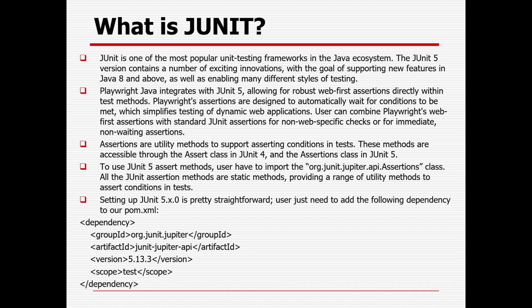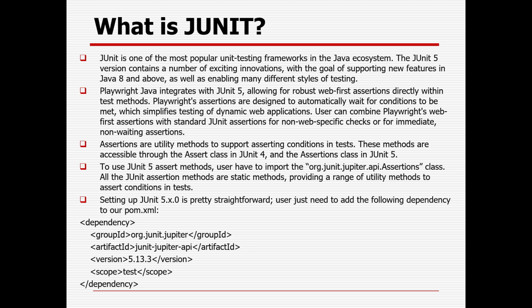Assertions are utility methods to support asserting conditions in tests. These methods are accessible through the Assert class in case you are using JUnit 4, or the Assertions class in case you are using JUnit 5. But today we will be learning JUnit 5 primarily. To use JUnit 5 assert methods, the user needs to import the org.junit.jupiter.api Assertions class.